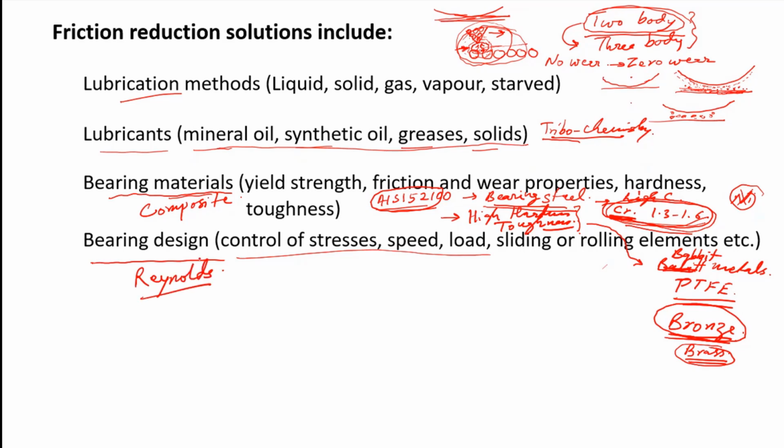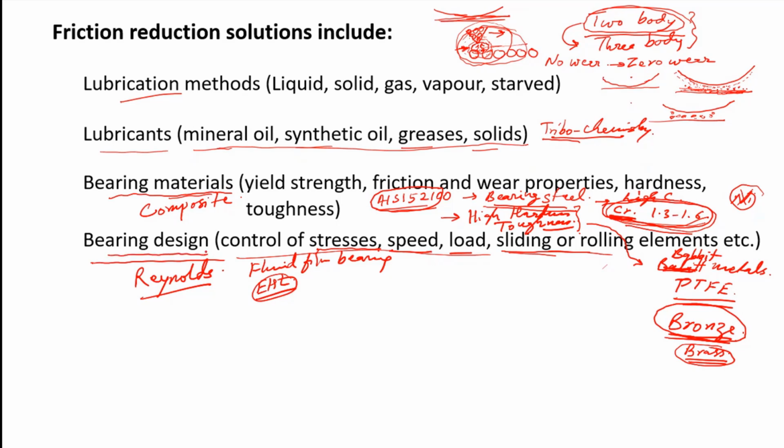Reynolds theory gives us the design aspect for fluid film bearings, and also for rolling element bearings, because they are in what is known as elasto-hydrodynamic lubrication. So we will talk about that one. The most important thing is how to balance the stresses and speed, load, sliding and rolling elements. These are all balanced by proper bearing design.